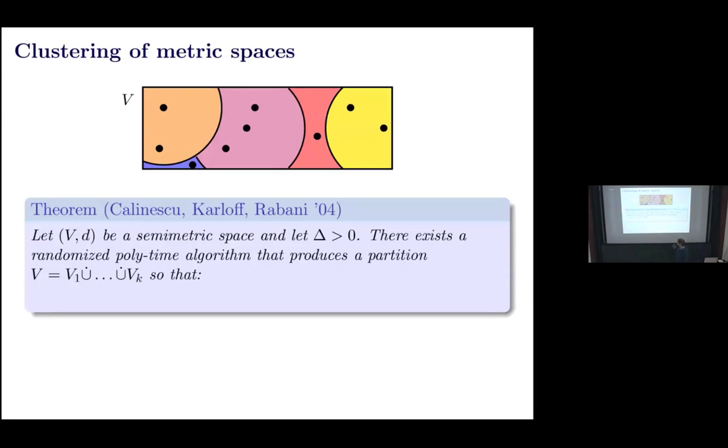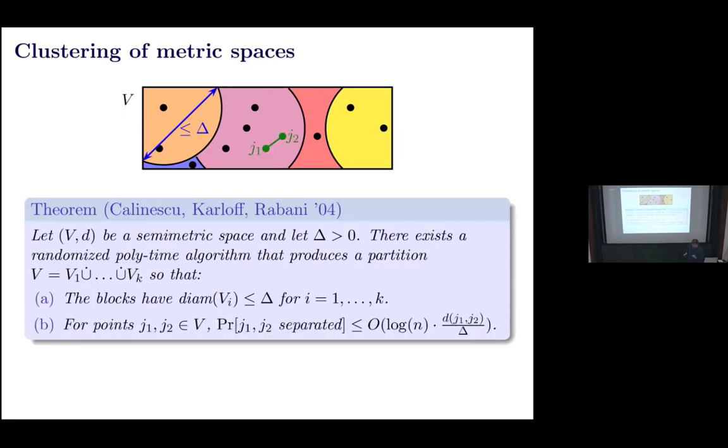You can generate a random partition of your space so that you have a few nice properties satisfied. First of all, the blocks you're generating have a diameter of at most delta. And the other thing is that if you look at two elements, J1 and J2, then you have an upper bound on the probability that you're separating these two elements. That upper bound is proportional to the distance divided by this parameter delta, times a log n term, which you have to lose because you can't do better.